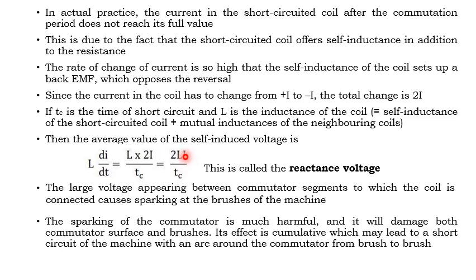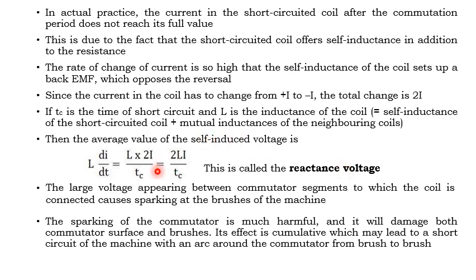Where L is the inductance of the coil. Again, this is the combination of both the self-inductance of the short-circuited coil and the mutual inductance of the neighboring coil. And I is the armature current, so it changes from plus I to minus I. Since we represent here the change in the current as 2 times I, this is called the reactance voltage.